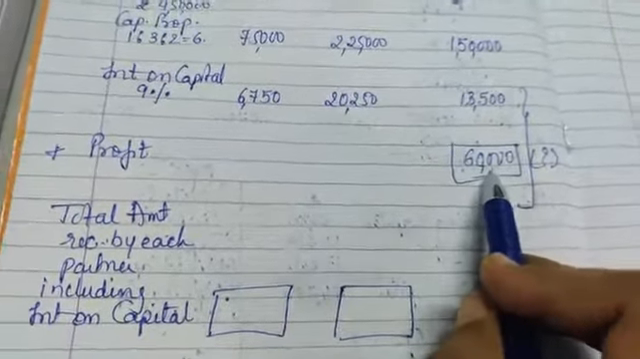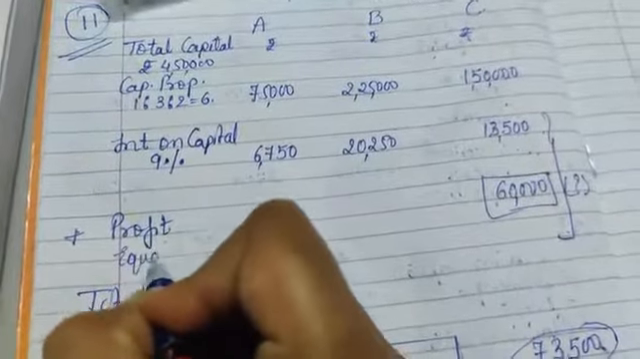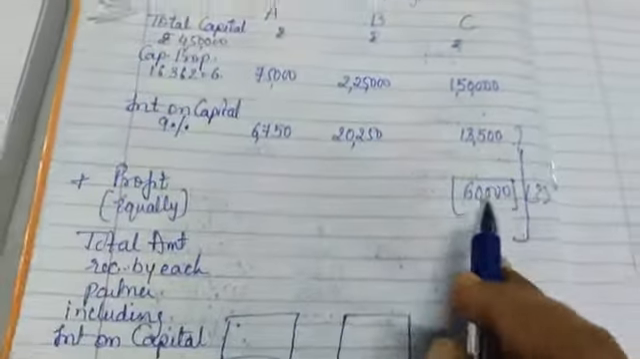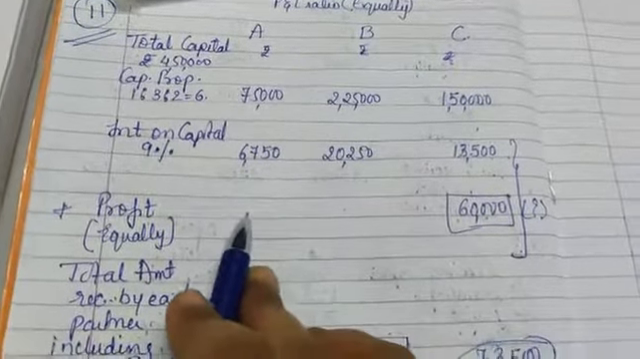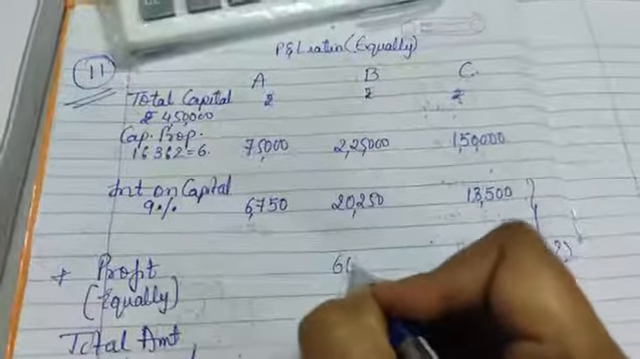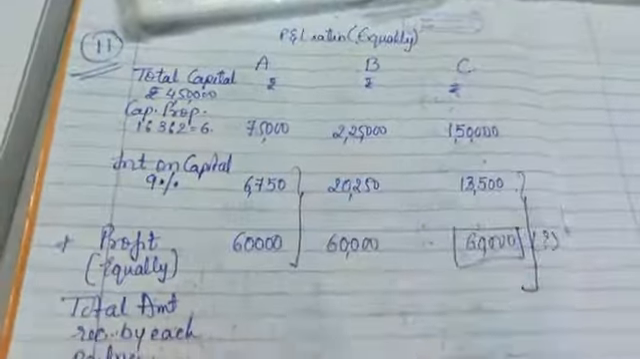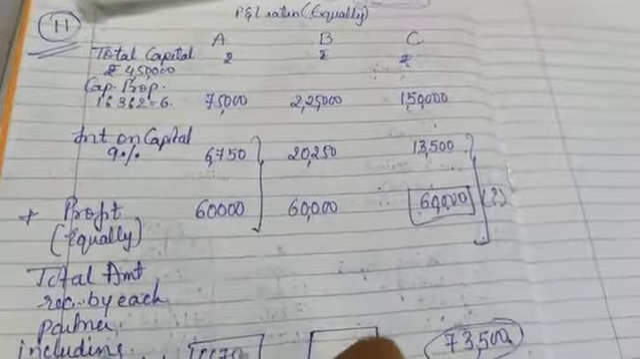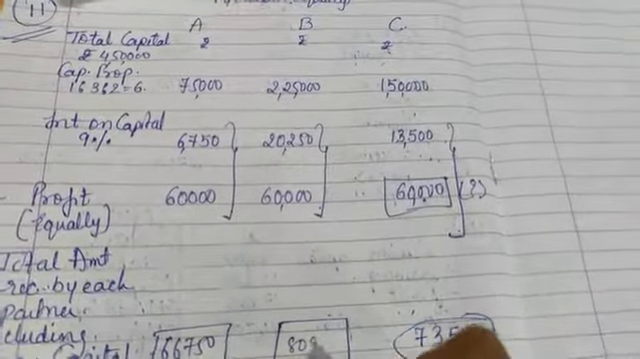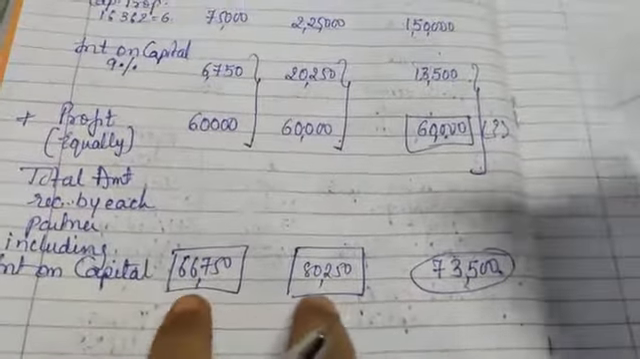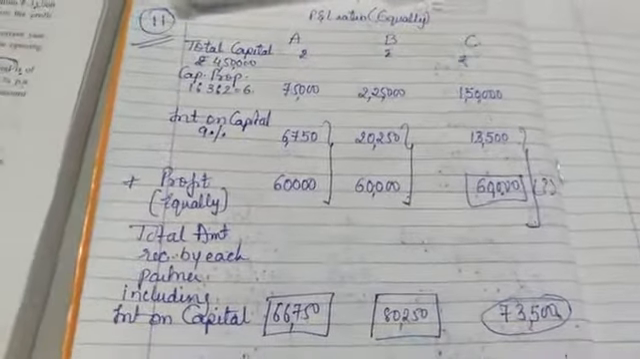Now as you know, the profit and loss ratio is equal. Here the profit is equally distributed. So if this partner is getting 60,000, obviously this partner will also get 60,000 and this partner will also get 60,000. So we can write down here 60 and here 60. Now the addition of these two is 66,750. Here the addition of these two is 80,250. So we have got that this amount will be received by partner A and partner B. Hope the sum is clear in your mind.